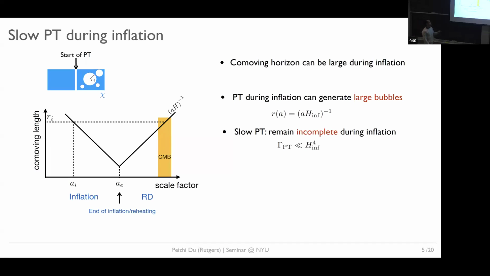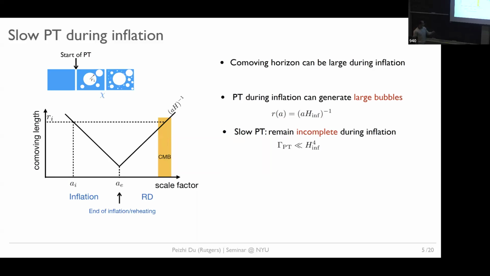What do we mean by slow? Slow means the phase transition rate per volume is much smaller than the Hubble rate of inflation to the fourth power, H^4. That is the criterion saying that the phase transition does not complete during inflation. It starts nucleating bubbles, but it does not complete. Why do we want this? Because once it completes, if everything is dumped into dark radiation during inflation, all the energy density inflates away, so you don't see any signals at the end.